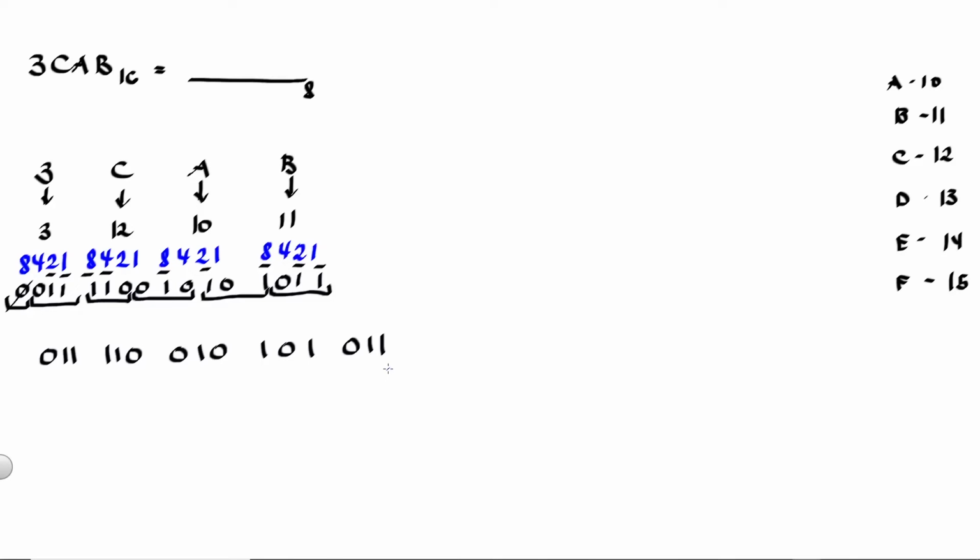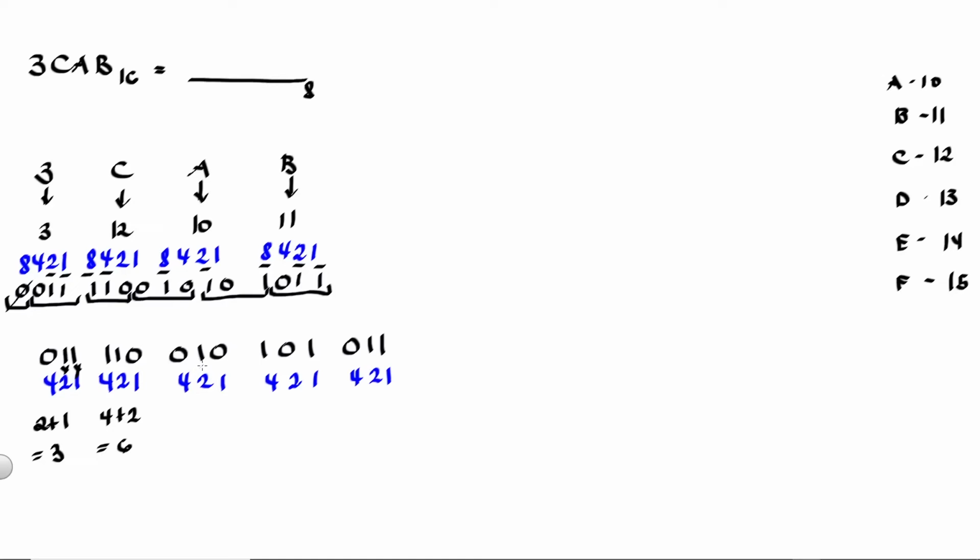So starting from the right, we will use 1, 2, 4, another 1, 2, 4, and 1, 2, 4 for each group of binary. We have 1 next to 2, so this is 2, plus 1 next to 1, so this is 1. So 2 plus 1 is equal to 3. Then we have 1 next to 4, so this is 4, plus 1 next to 2, so this is 2. So 4 plus 2 is equal to 6.